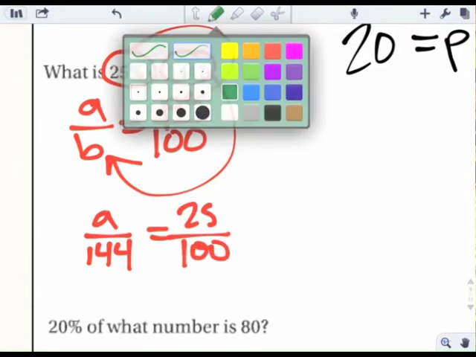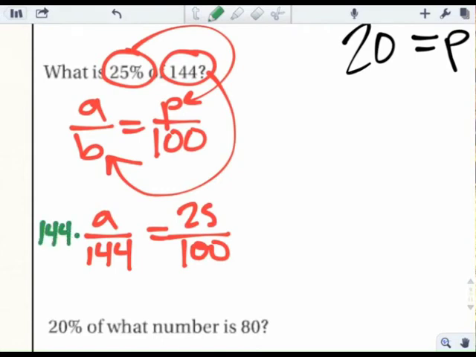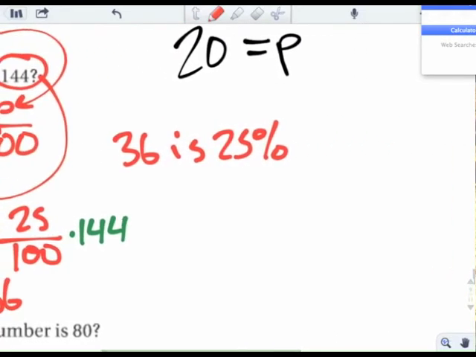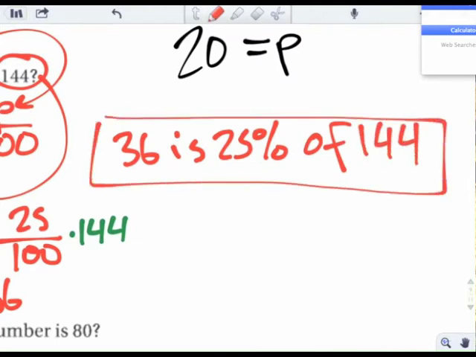So in order to solve this equation for our unknown, let's multiply both sides by 144. So A equals, okay, let's try to do this multiplication. 25 over 100 is the same thing as 1 over 4. Yeah, you can do it in your head, probably. 25 over 100 times 144, 36. Okay, so let's see if this answer makes sense. We are saying that 36 is 25% of 144. Does that statement seem to make sense? Well, yeah, it does. It does to me.